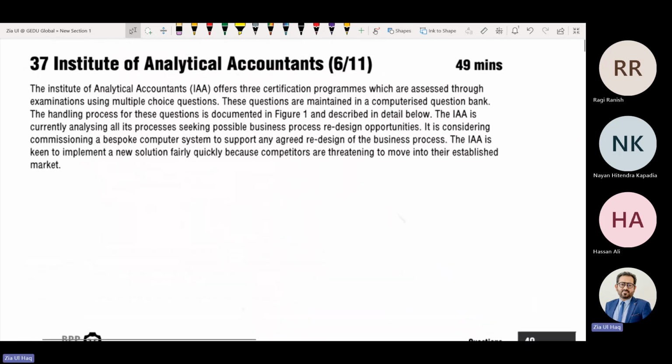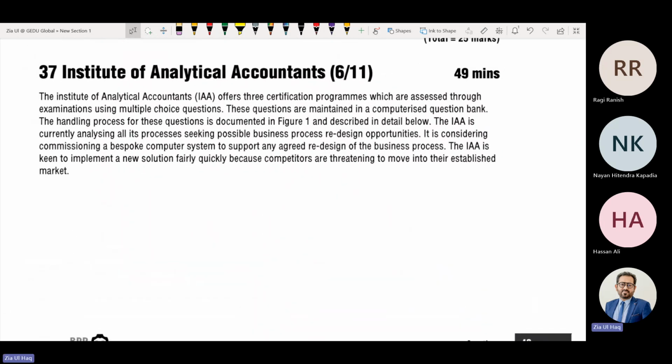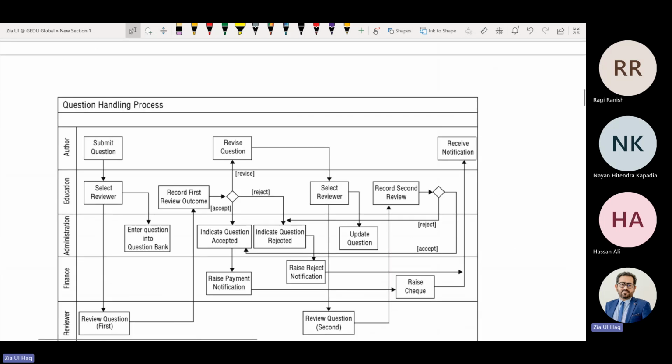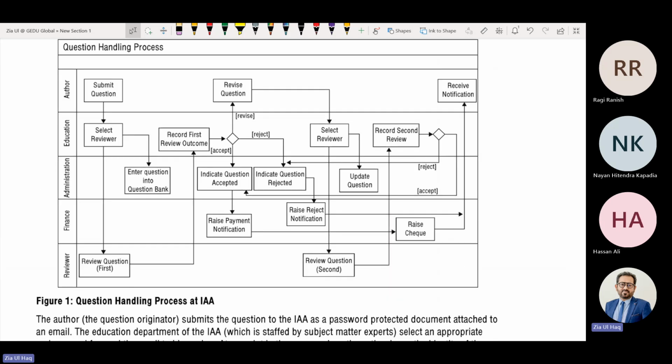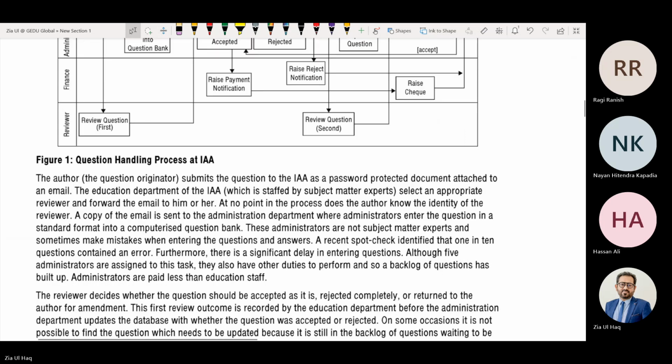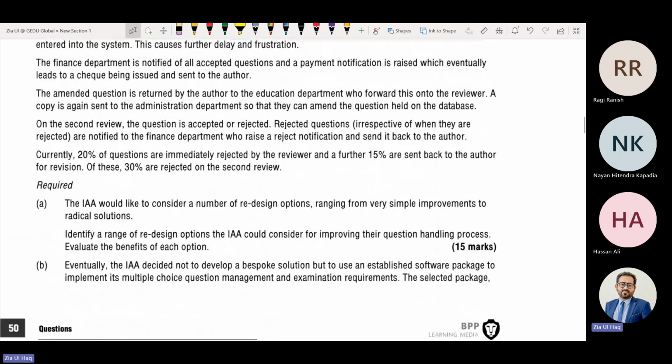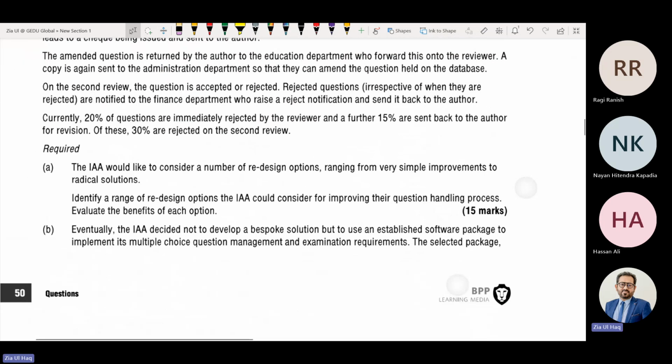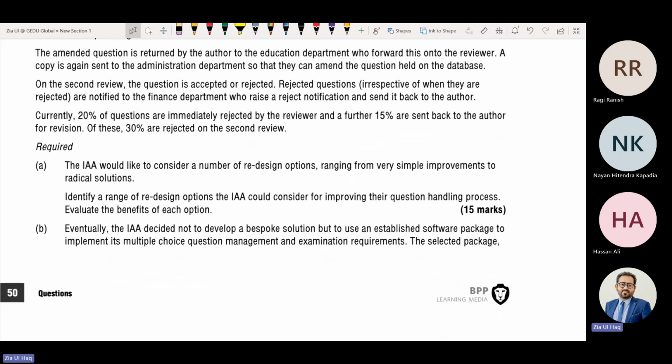Institute of Analytical Accountants, we have this question. There is a swim lane diagram. Underneath the detail of that diagram, there are two requirements, requirement A and requirement B. Before moving towards these requirements, let's discuss one more topic.